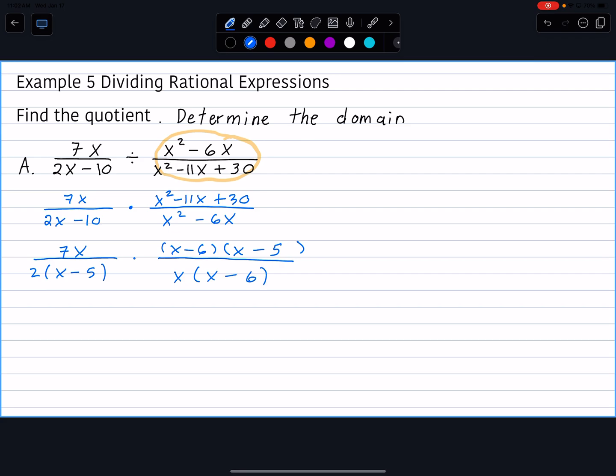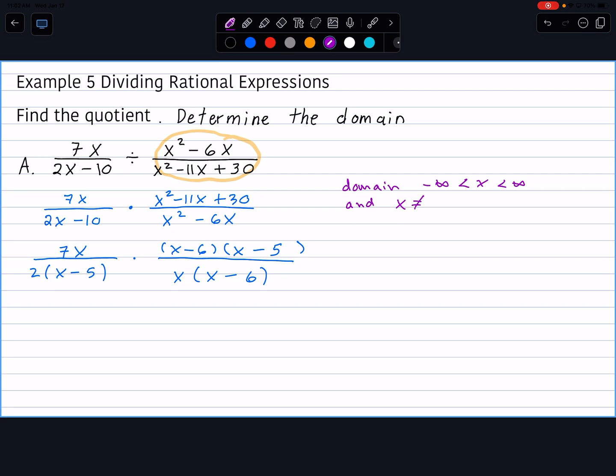From here, we should determine our domain. Okay? So I'm going to stop the multiplication part right here. I'm just going to make a quick domain. So again, I want to remind you, domain is all real numbers, and x is not equal to the following numbers.